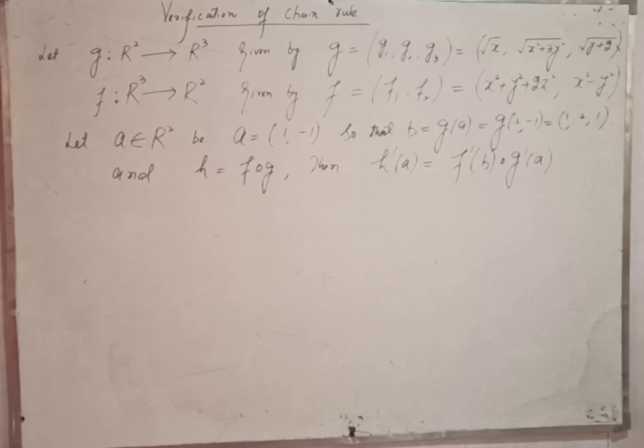Hi friends, in the last videos we have discussed the chain rule of differentiation for vector fields. We have seen the conditions there for the differentiability of the first function at the domain point and differentiability of the second function at the codomain point of the first function, and all that. Then we have finally seen that the composition map can be differentiated at the corresponding point.